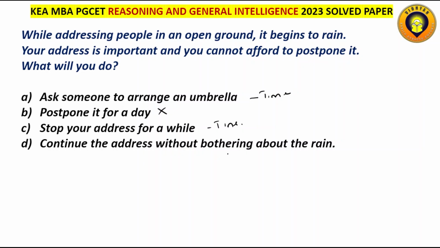Continue the address without bothering about the rain. Okay, so this looks like the most appropriate answer, because it is given that your address is important. If you lose your time, you might lose the people also. Correct? So the most appropriate answer here is to continue the address without bothering about the rain.